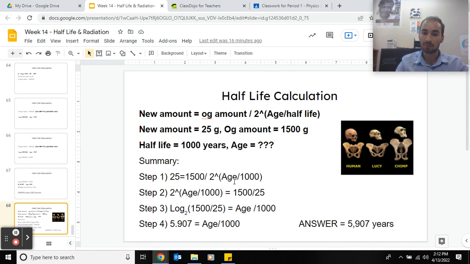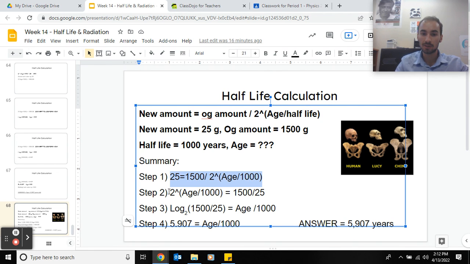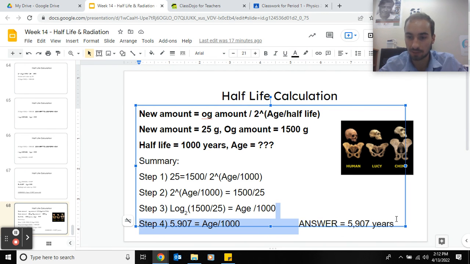Step 1, you wrote the formula out. Step 2, you rearranged it so it looks like this. Step 3, you converted it to log form. Step 4, you typed log in your calculator, got this, and then you times it by 1,000 to get the age of the fossil. Cool.